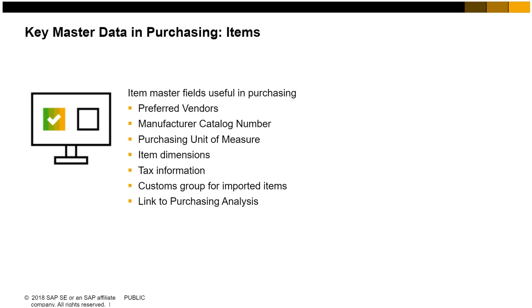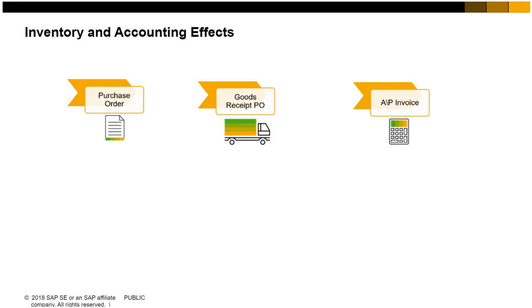For items with a purchasing history, you can click on the chart icon on the left of the tab to display a graphical purchase analysis. Now let us take a look at the procurement process and its effect on inventory and accounting. When a purchase order is created, there are no postings in inventory and accounting. The first posting will be made when a goods receipt PO is entered.